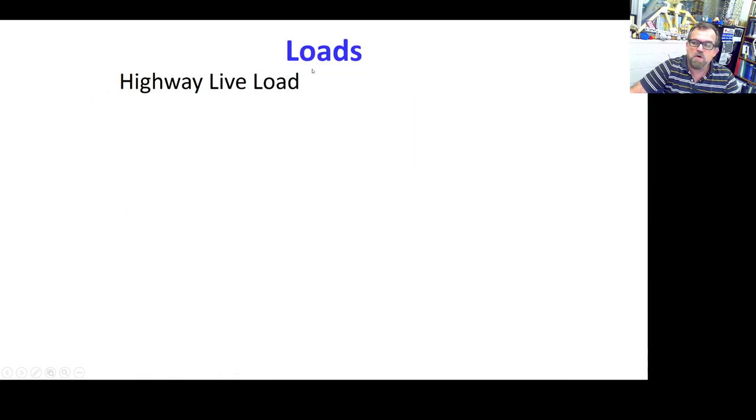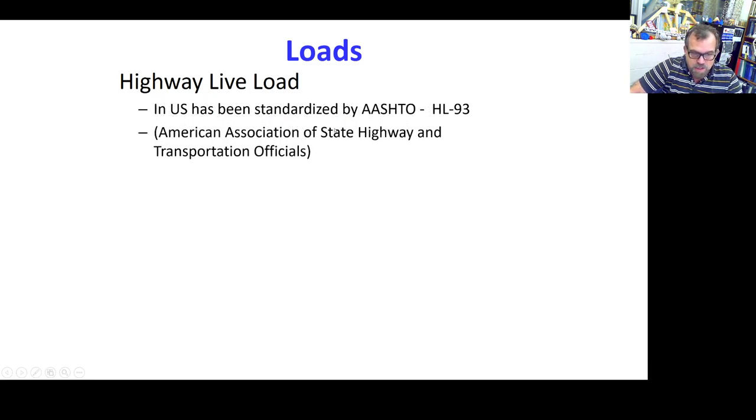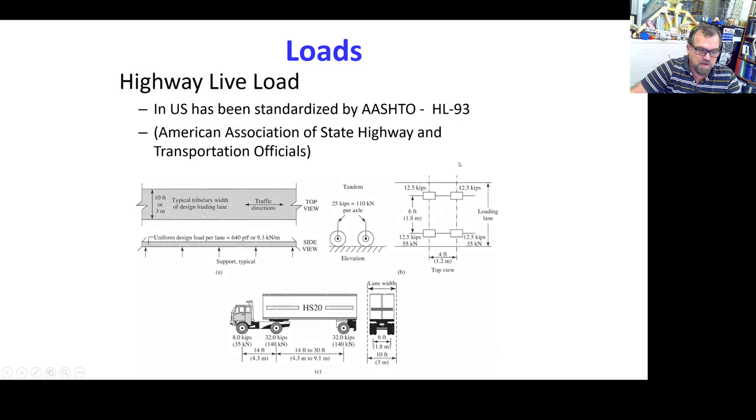Now, another type of loads are highway live loads, dealing with cars, vehicles, and trucks. In the United States, the AASHTO, what does AASHTO mean? American Association of State Highway and Transportation Officials. And that load has been standardized as the HL93 load, among other loads. But the HL93 is the main highway load, and that is produced by a combination of several factors.